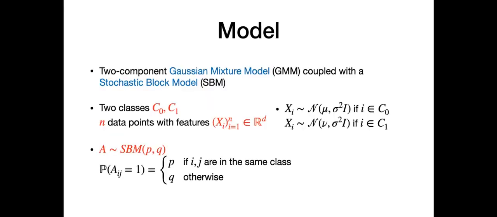So here's the model that we study. It's a two-component Gaussian mixture model coupled with a stochastic block model. There are two classes denoted C0 and C1 and n data points with feature vectors in d-dimensional space. These feature vectors have distributions associated with the class with different means mu and nu, but the same covariance sigma squared times identity. And then we have the adjacency matrix of the graph, which is sampled from a standard two-block stochastic block model.